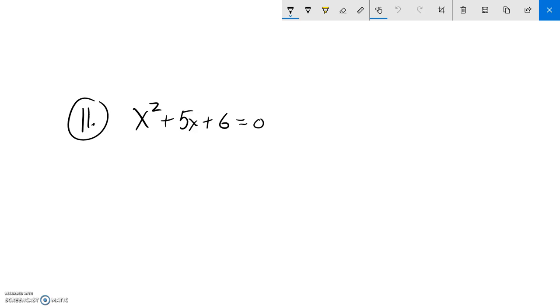This is Math 88, and this is number 11 from the midterm practice. We're supposed to solve this equation. I'm going to try and factor it. So I'm going to look for things that multiply to 6 but add to 5. So 1 and 6, 2 and 3, looks like it.